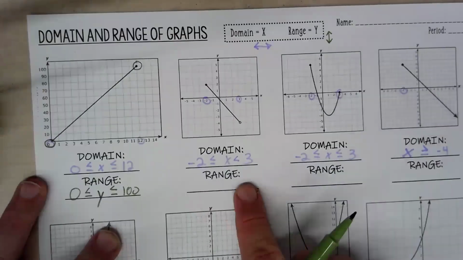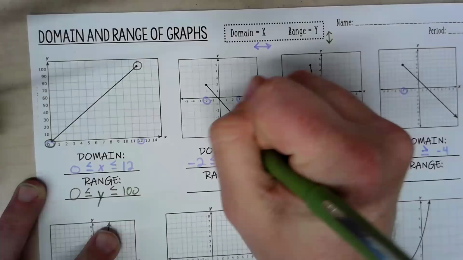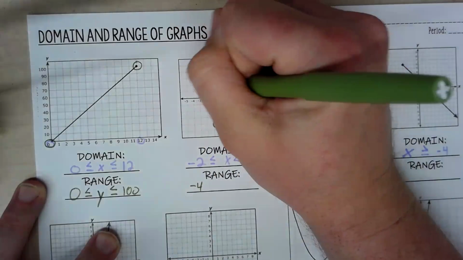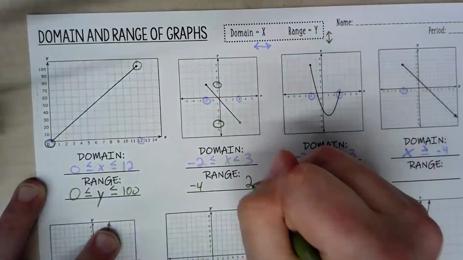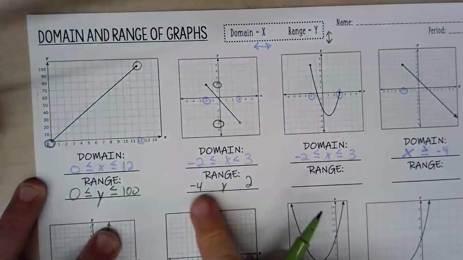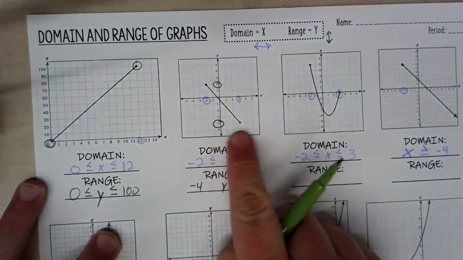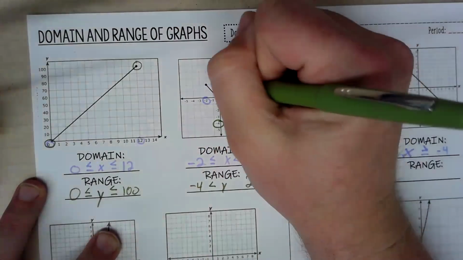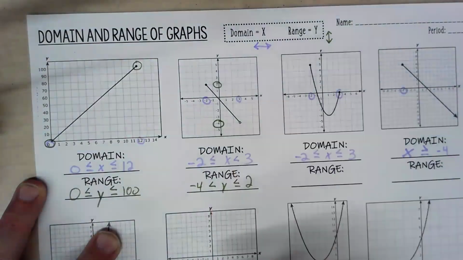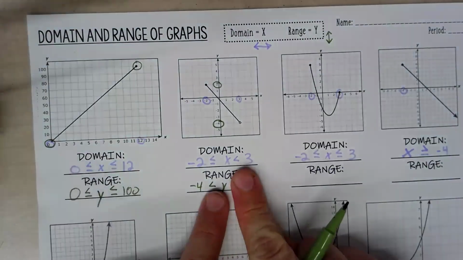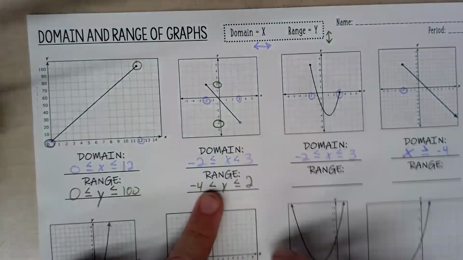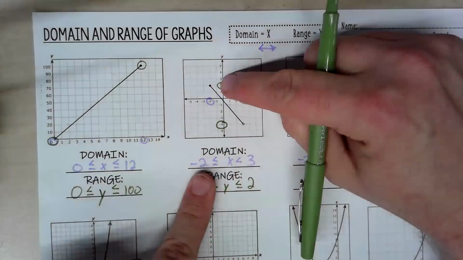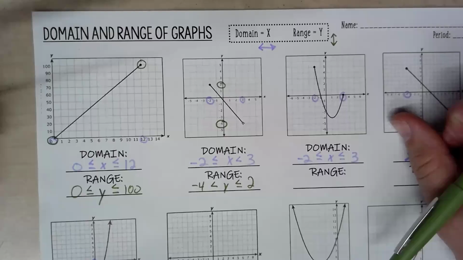Same thing here, talking about range. So here's my lowest point. Its Y number is -4. And here's my highest point. Its Y number is 2. So all of my Y's are between those two numbers. But at -4, it's an open circle, and at +2, it's closed. So Y is greater than -4, because -4 is my lowest Y. But Y is less than or equal to 2, because 2 is my highest Y, and all the other ones are below it.